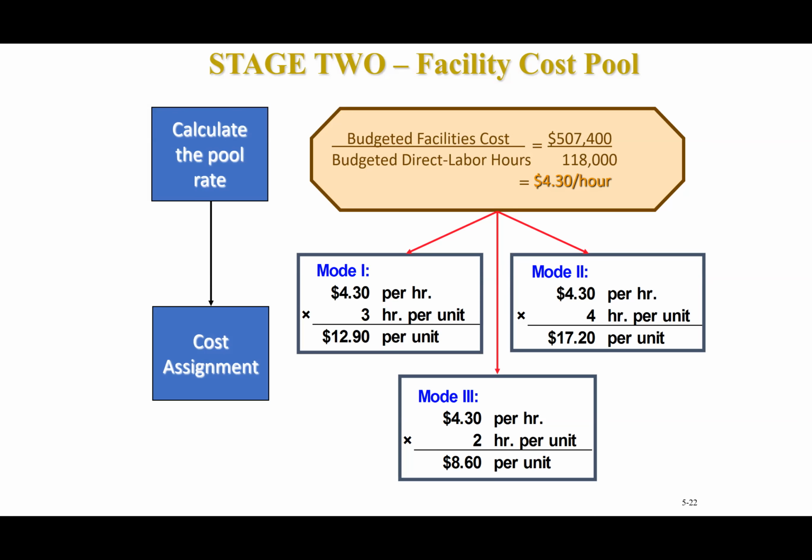$4.30 of facility cost. Since it takes about 3 hours per unit for Model 1, 3 times 4.3 gave us $12.90. 4 labor hours per unit of Model 2, and 4 labor hours times $4.30, we got $17.20. And 2 times 4.30, and we got $8.60. All right. So that way we're able to find out how much facility cost per labor hour we're going to use to allocate. In this case, $4.30.